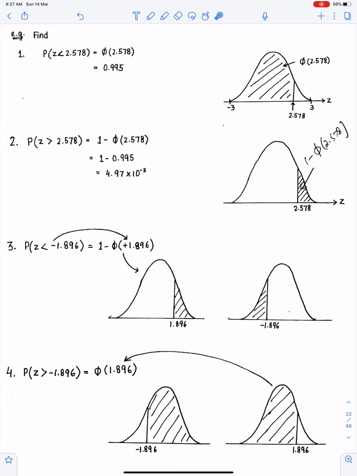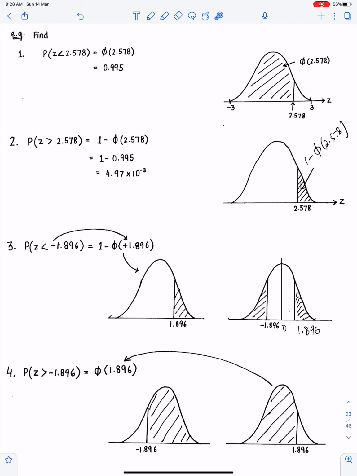The logic is why I'm getting 1 minus phi positive 1.896. Why did I write plus here? This is the logic. I first made this sketch, and according to symmetry, I made this sketch. Basically, what I did, since this is the line of symmetry, this is the mirror image, so the mirror image of this area will be here. And this will be 1.896.